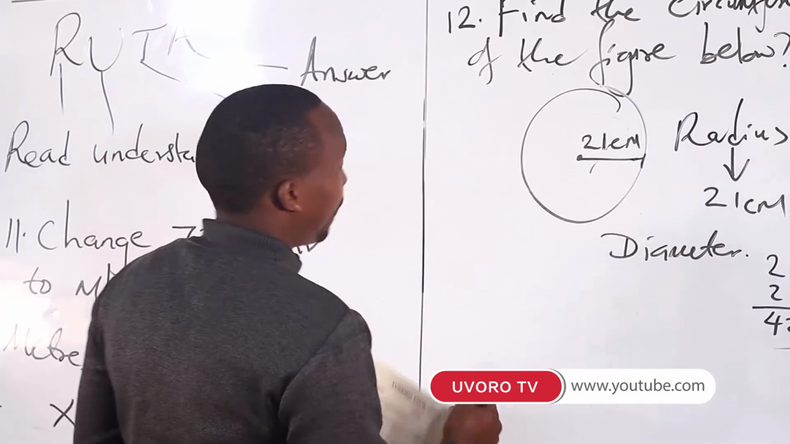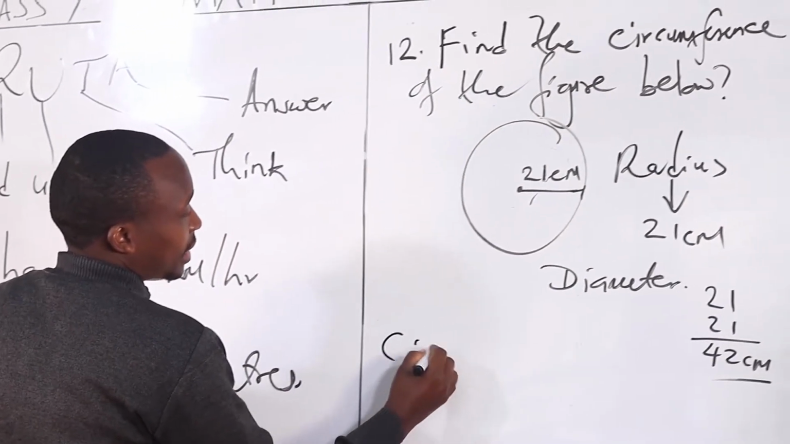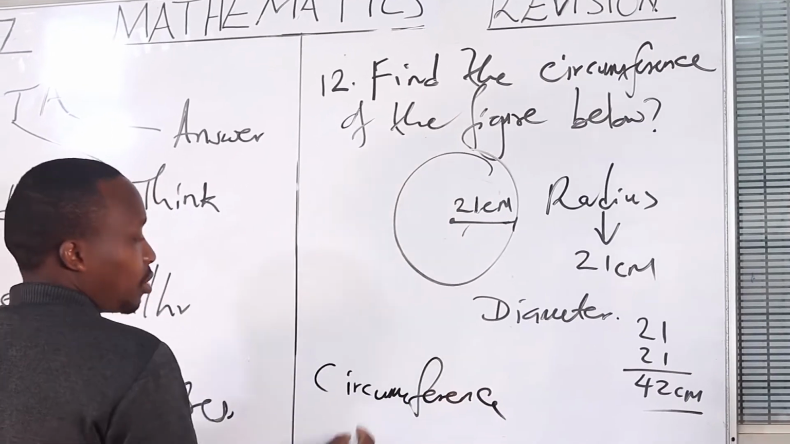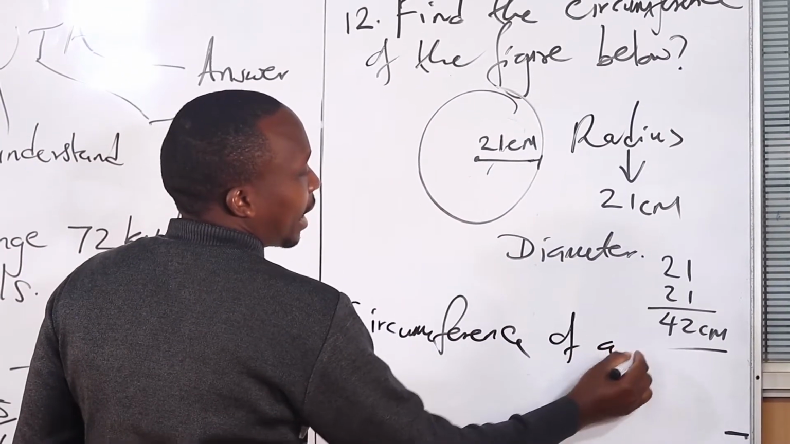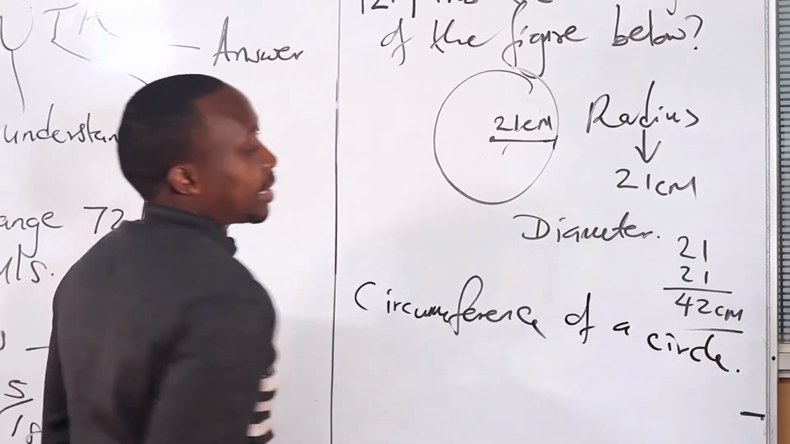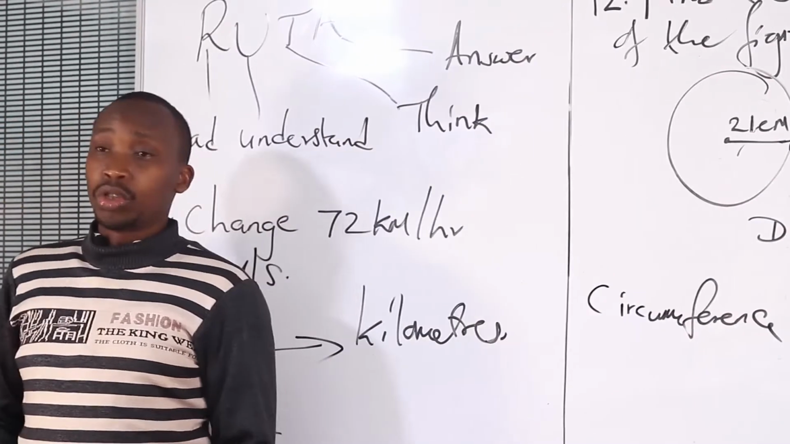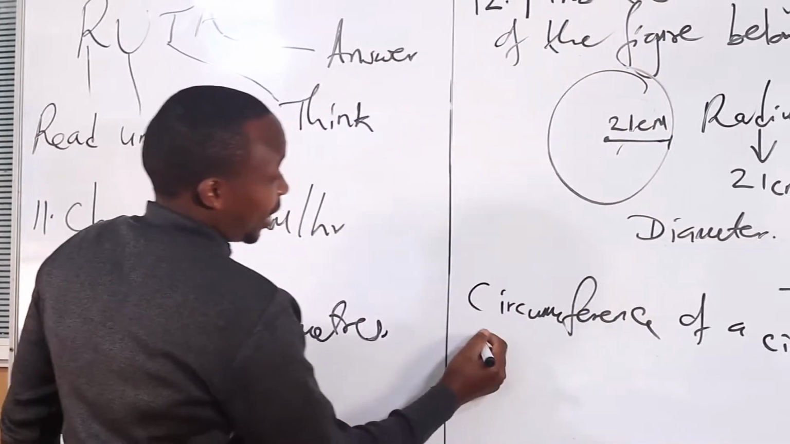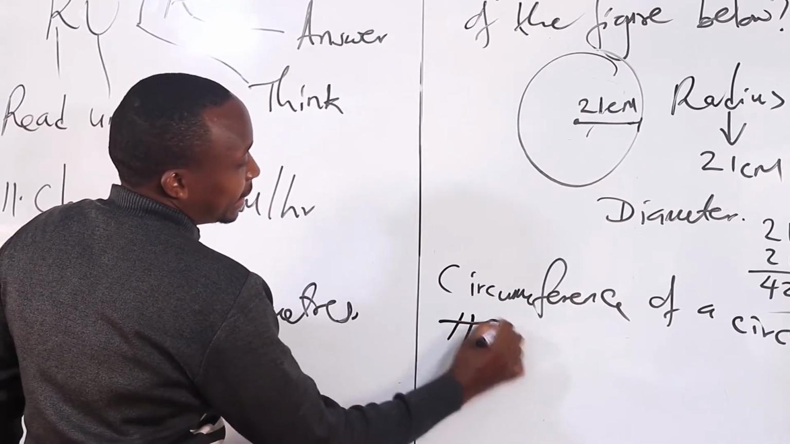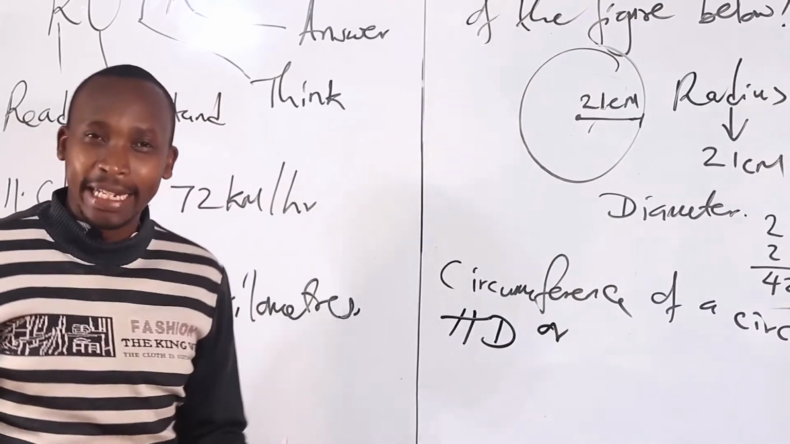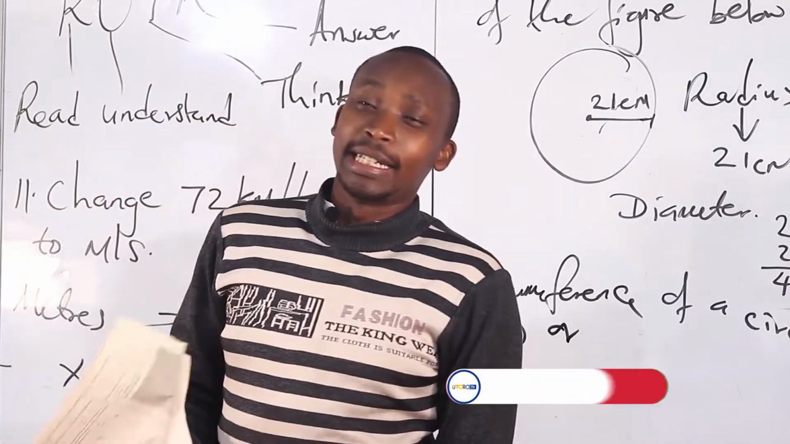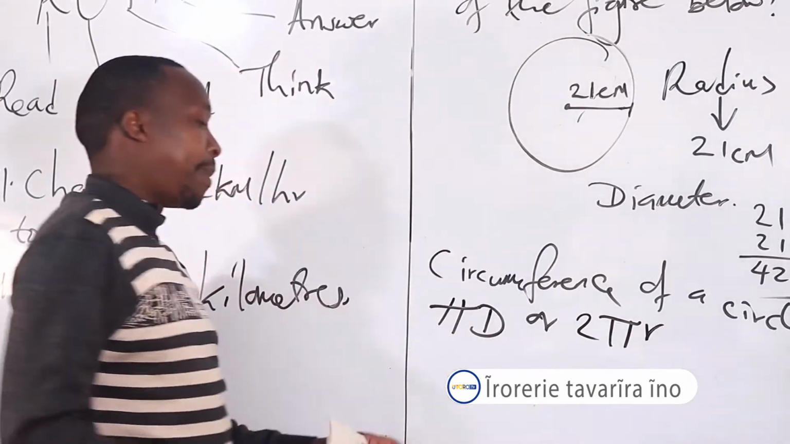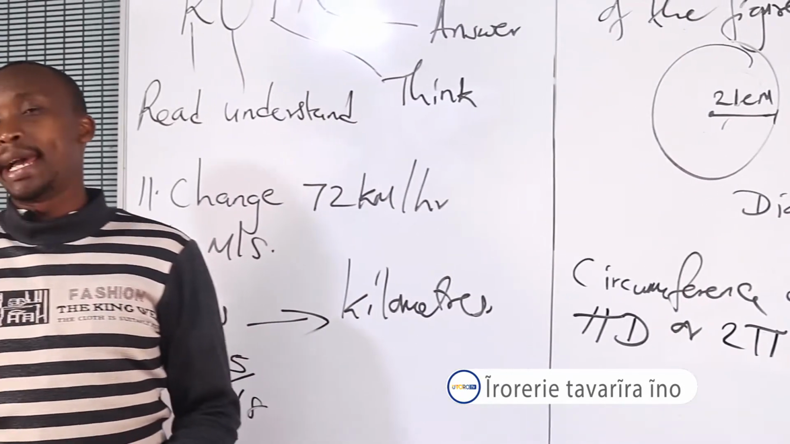Now, how do we find the circumference of a circle, class? Class 6 work, circumference of a circle. What do we do? Yes, that is pi d or what? Yes, very good. That is 2 pi r. Pi d or 2 pi r.